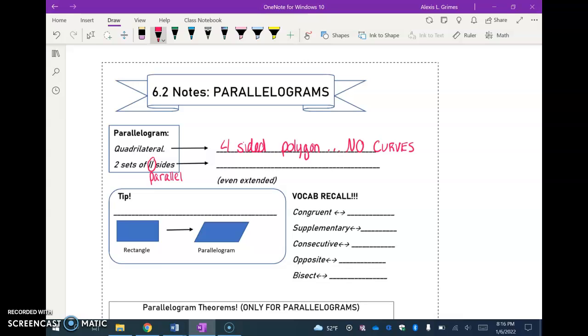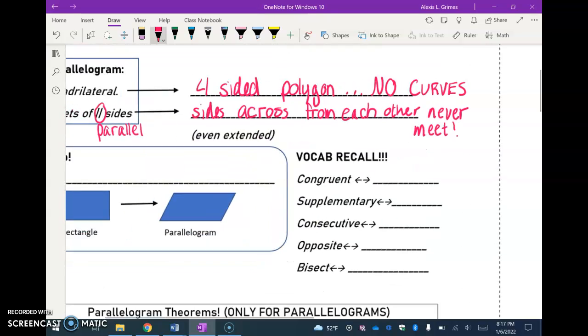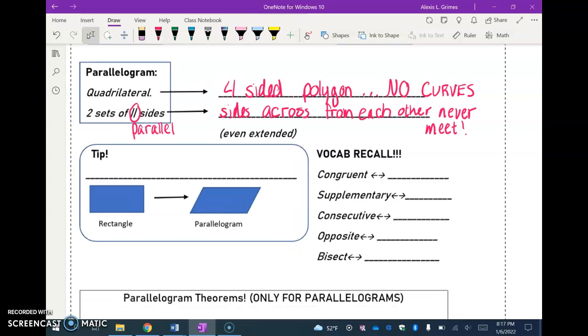It also has two sets of parallel sides. That means the sides across from each other never meet. I'm gonna have to either write smaller here or make the lines longer. Okay. Sides across from each other never meet. I'll make this a little bigger there. Okay, so parallelogram, quadrilateral with two sets of parallel sides.